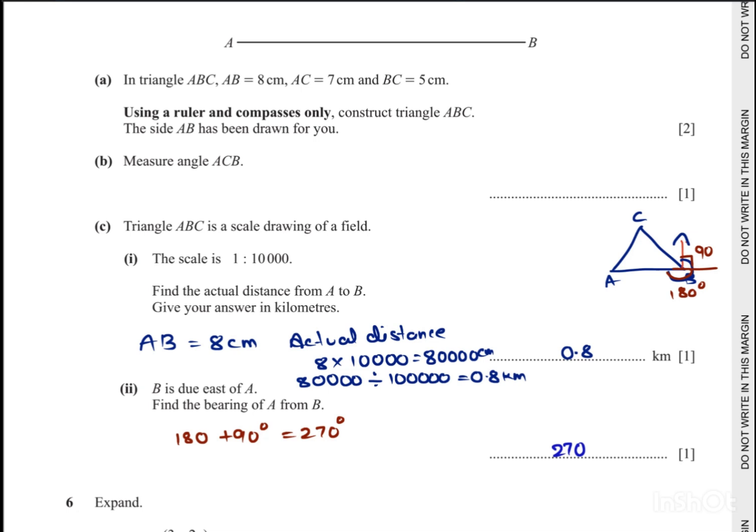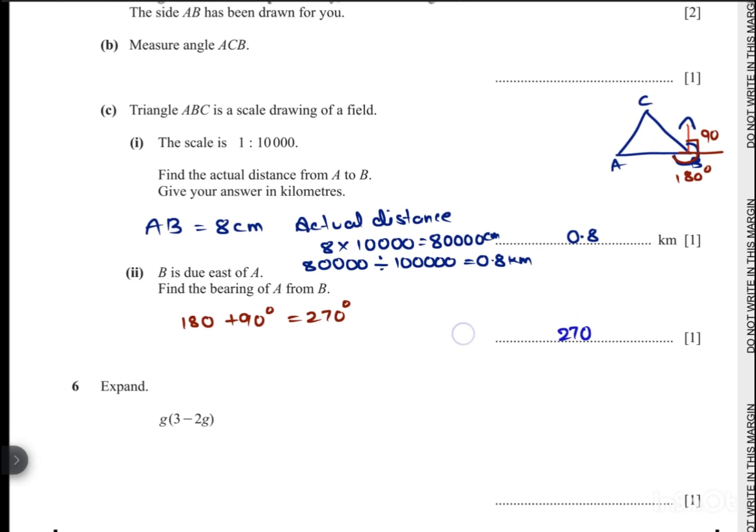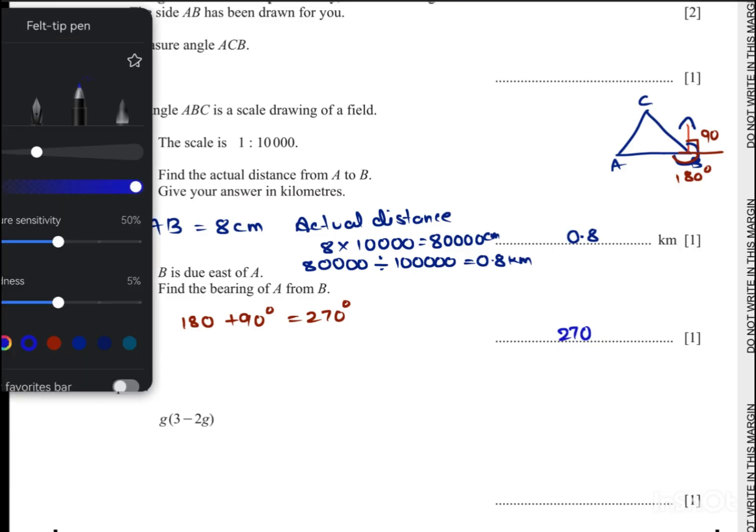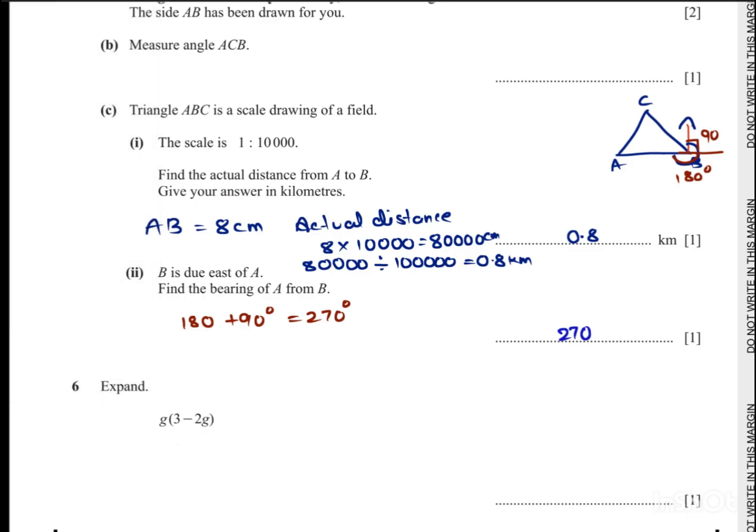Question number 1 and 2 are done in 5. Now question number 6. Expand g into 3 minus 2g. g into 3 minus 2g will be g into 3 is 3g, minus 2 into g into g is 2g square. So this is the answer.